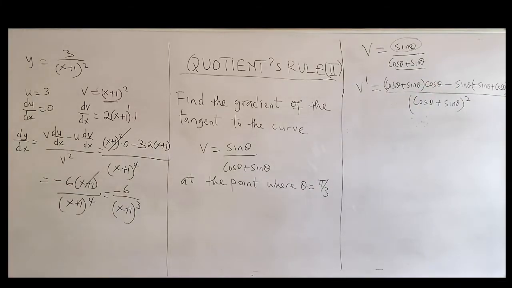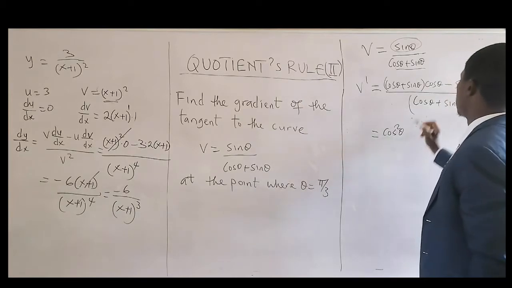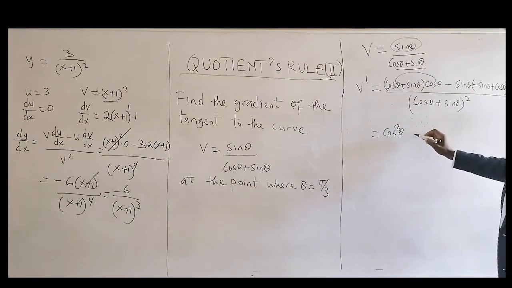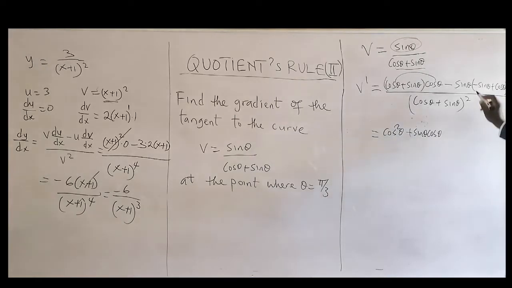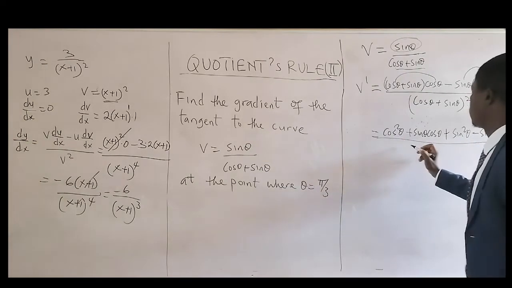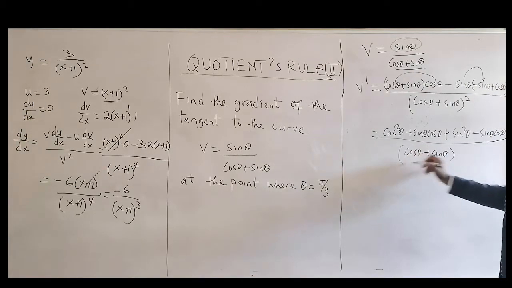Then let's do the expansion. So this will be equal to cos square theta. This one times this one, cos square theta plus sin theta cos theta. Then here, minus times minus, that's plus. This one times this one, that's sine square theta. Then minus sine theta cos theta all over cos theta plus sine theta all squared.